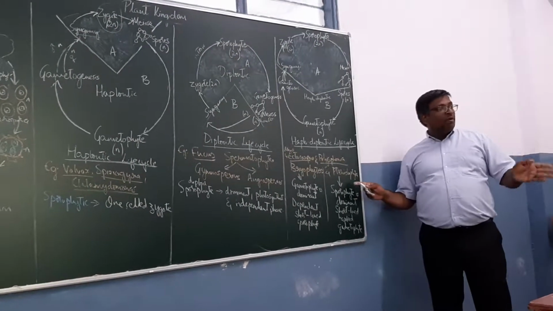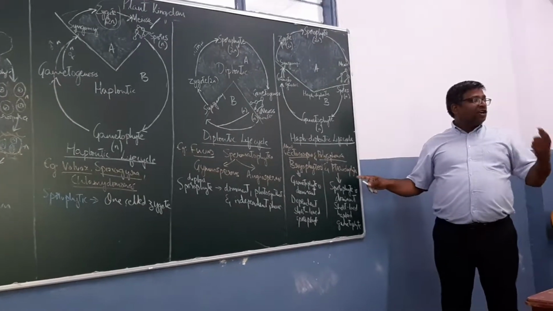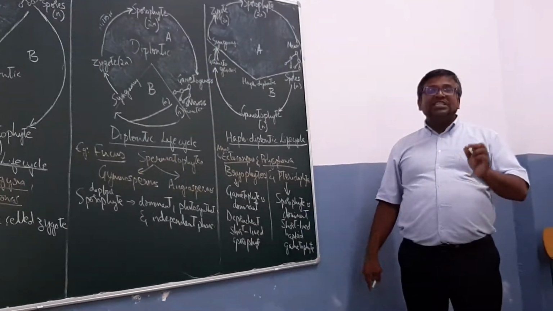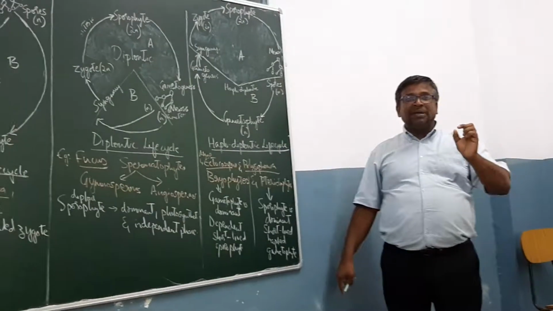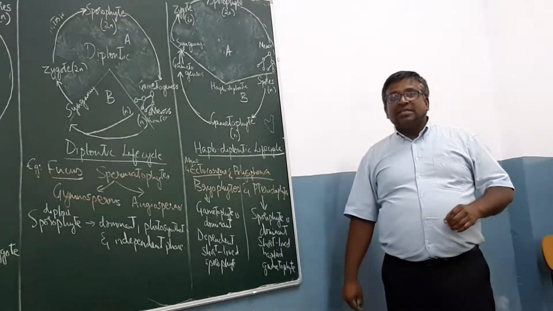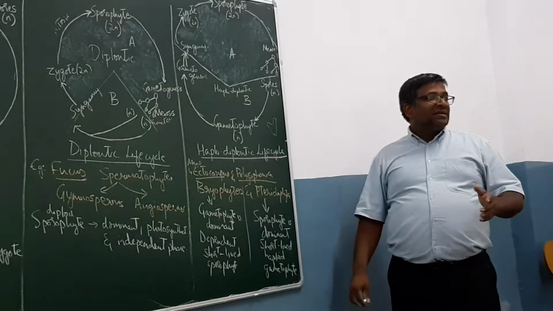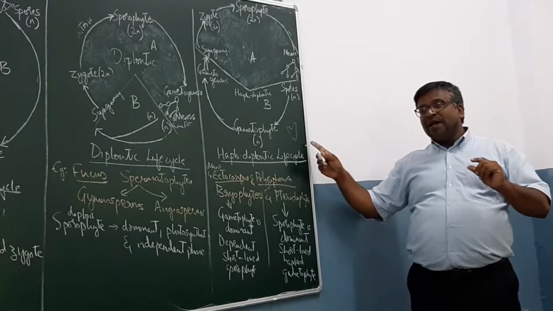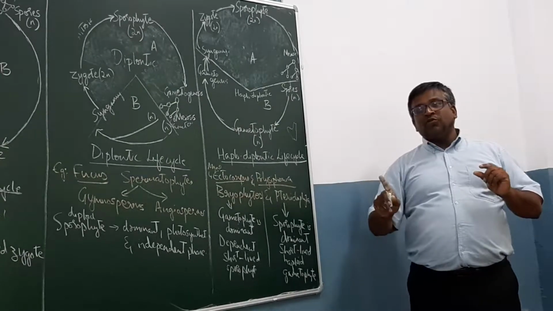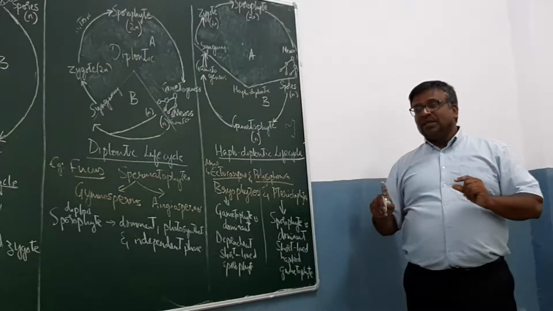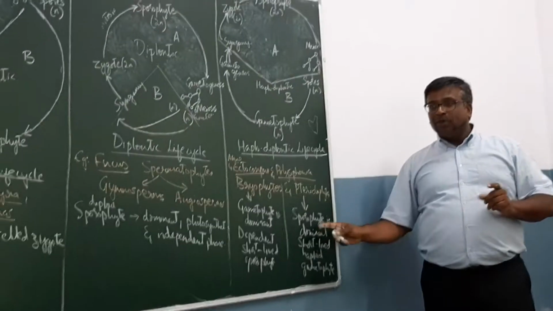Pteridophytes are haplo-diplontic. But which is dominant? Sporophytic generation is dominant. Gametophytic generation is the prothallus, I told you. It is almost like this sort of structure, a heart-shaped structure, prothallus. So it is reduced. But here what you can observe is that the gametophyte is not dependent on sporophyte. It is independent, but a short-lived stage. This is the difference. Both are haplo-diplontic.